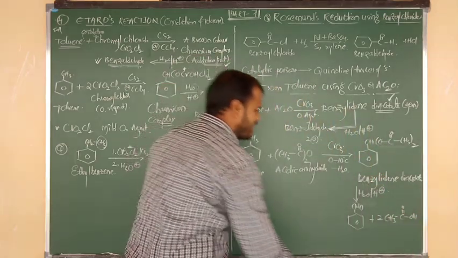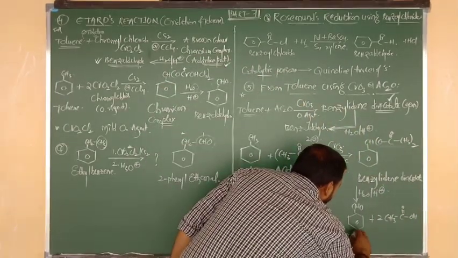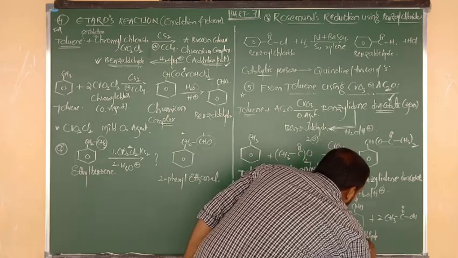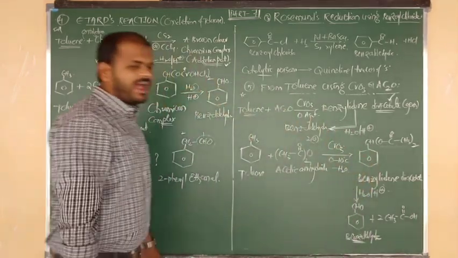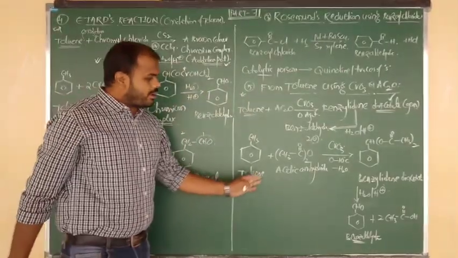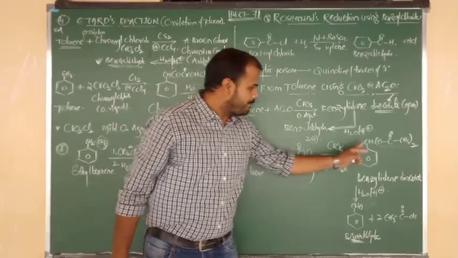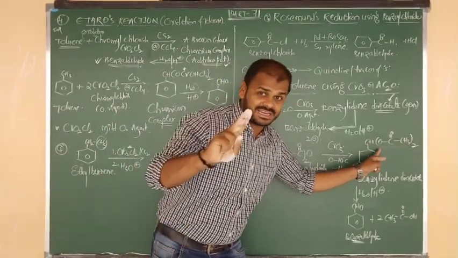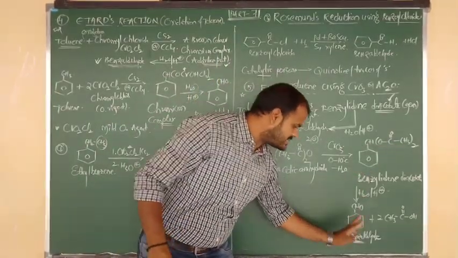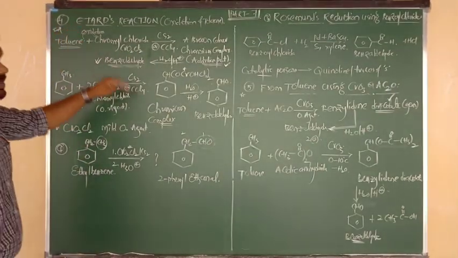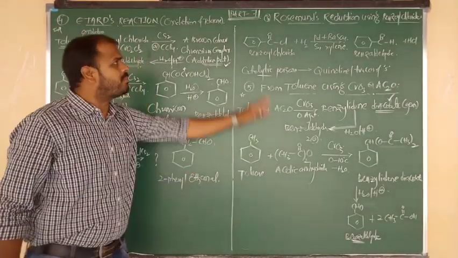I hope you understand. And what is your final product, beta? Yes, your final product is nothing but benzaldehyde. So toluene on reaction with acetic anhydride in presence of CrO3 gives benzylidene diacetate, and followed by hydrolysis gives what, beta? Benzaldehyde. The toluene reaction is very important. Yes, it is also very important.